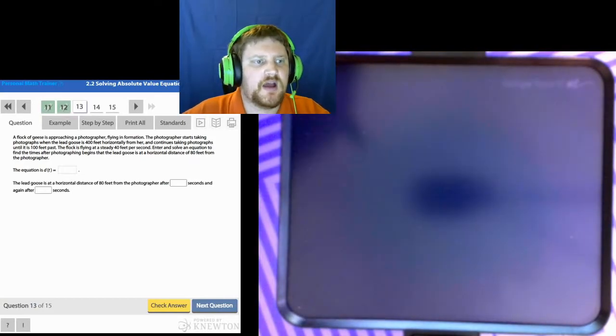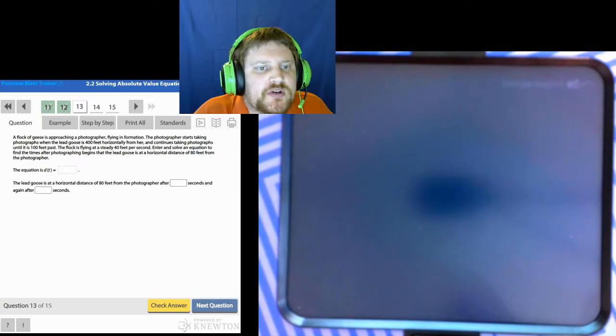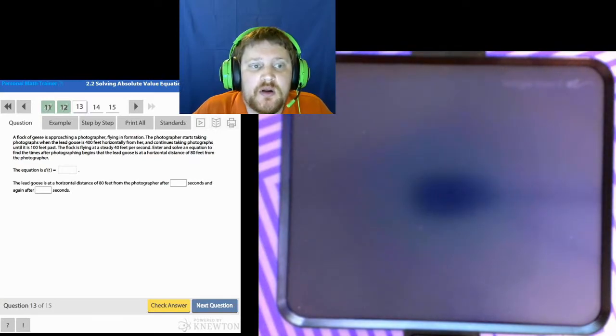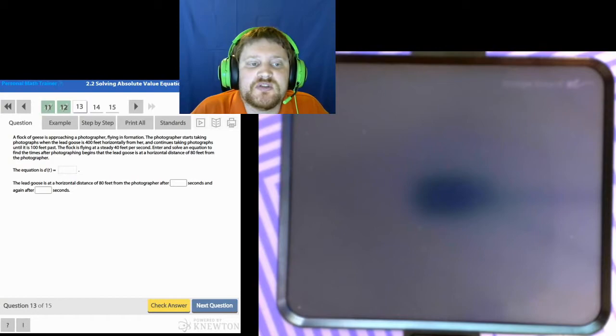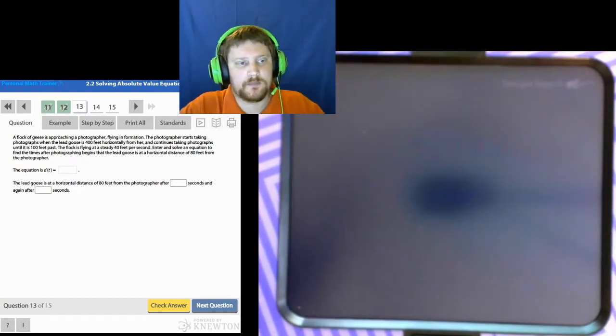Alright, so we have a flock of geese approaching a photographer, flying in formation. The photographer starts taking photographs when the lead goose is 400 feet horizontally from her, and continues taking photographs until it is 100 feet past. The flock is flying at a steady 40 feet per second. Enter and solve an equation to find the times after photographing begins that the lead goose is at a horizontal distance of 80 feet from the photographer.